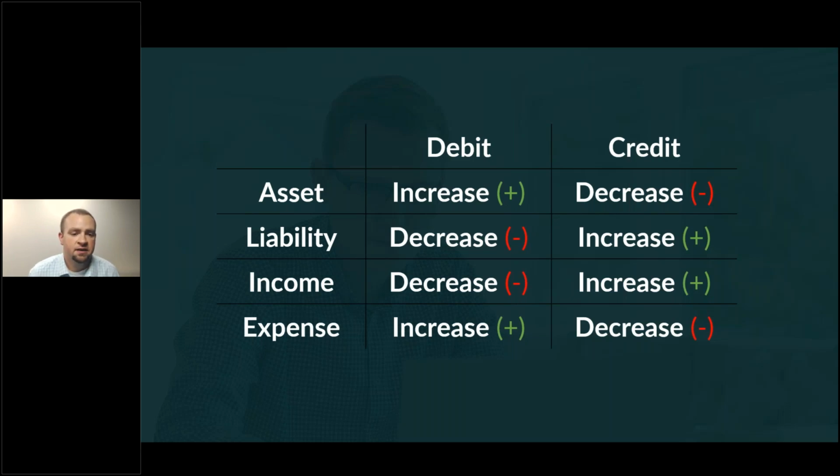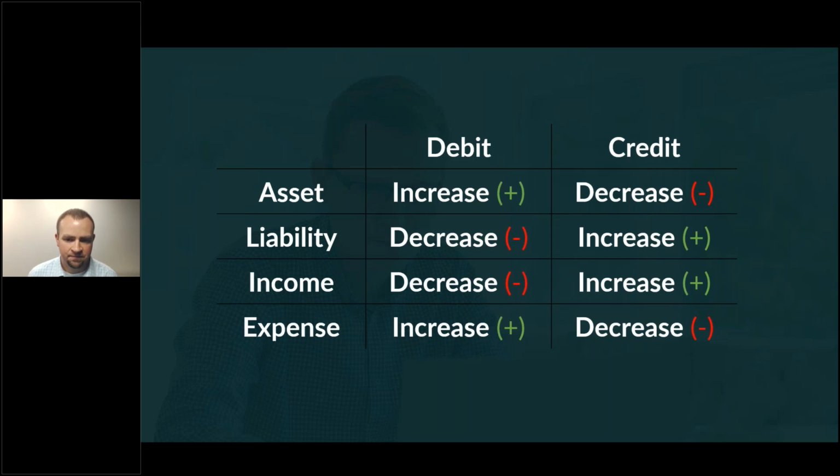So for example, under assets, if you debit the account, it will increase the account. And if you credit it, it'll decrease it. Now this is using cash basis accounting. And so this is specifically for this set of accounts. But I think what you'll see as we go through that this will make a little bit more sense in terms of what's happening.